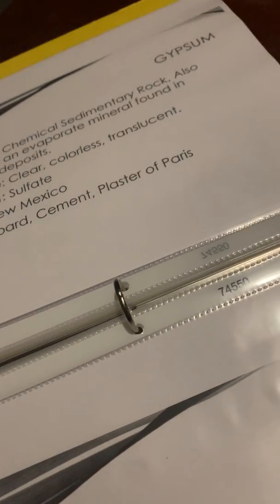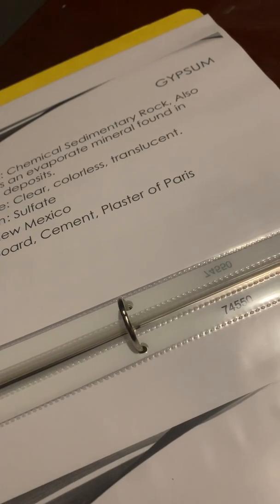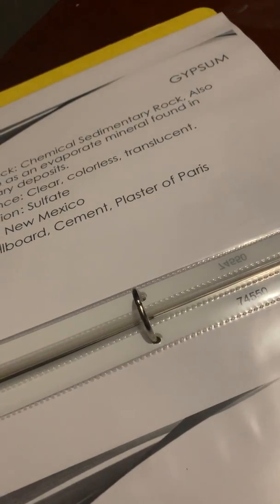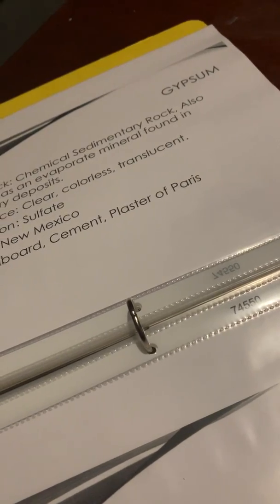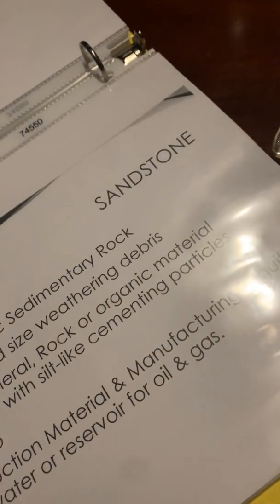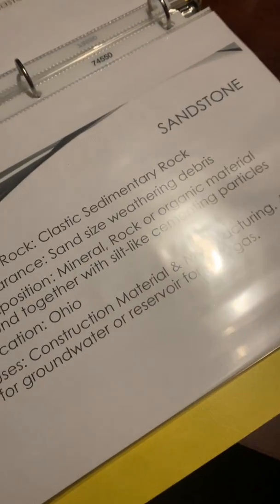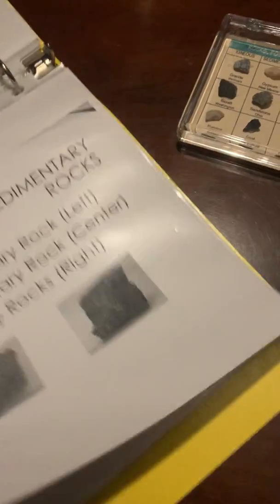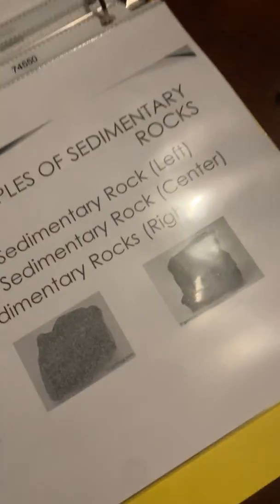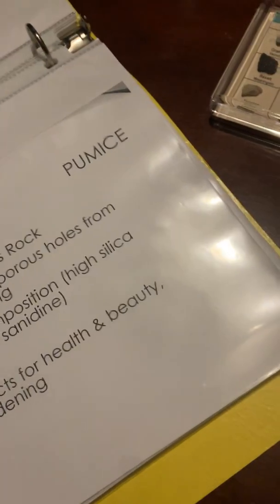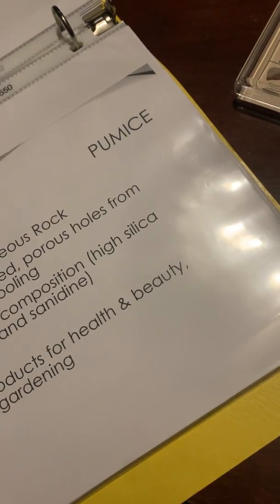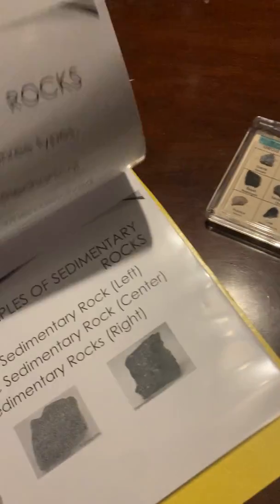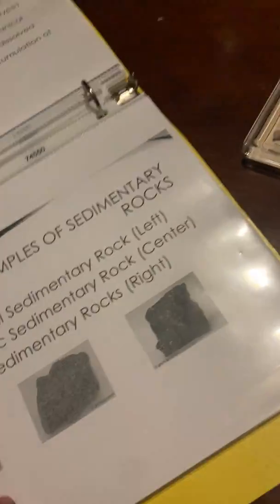Gypsum has an appearance that is clear, colorless, and translucent. Composition is sulfate. Its use is wallboard, cement, and plaster of Paris. Sandstone is another sedimentary rock, whose use is also construction, just as a prior rock was, basalt, which was also used in construction. And landscaping is pumice.